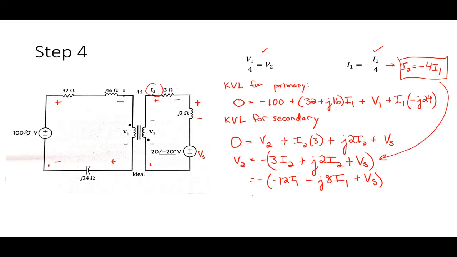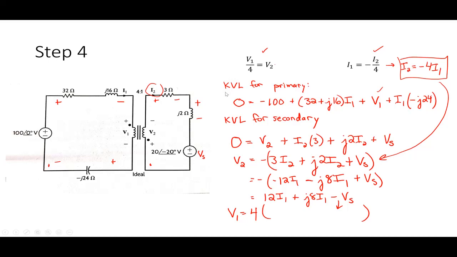Now, I'm going to bring the V2 into that, right? So I'm going to say I have 12I1 plus j8I1 minus Vs. And I can use my other relationship now, right? I know that I just solved for V2. So in my other equation up here, I have a V1. So I can say that V1 has to be equal to 4 times this result right here, okay? So with that, I can then plug into this equation.